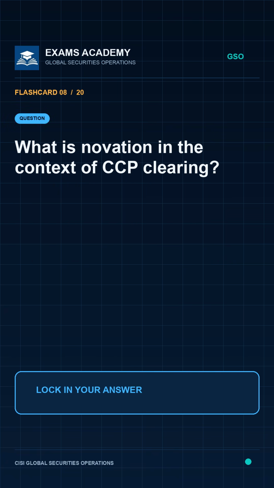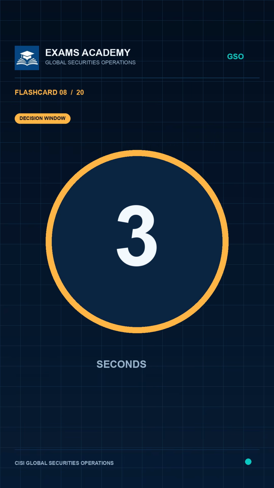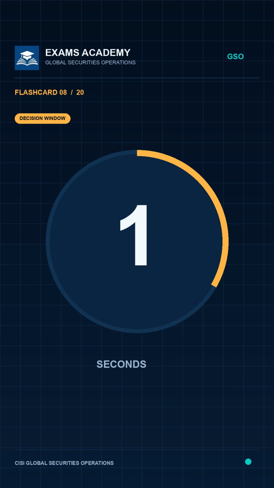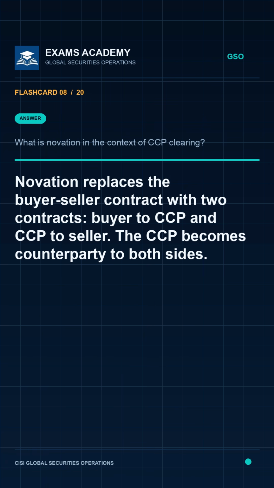Question 8. What is Novation in the context of CCP clearing? Answer. Novation replaces the buyer-seller contract with 2 contracts, buyer to CCP and CCP to seller. The CCP becomes counterparty to both sides.